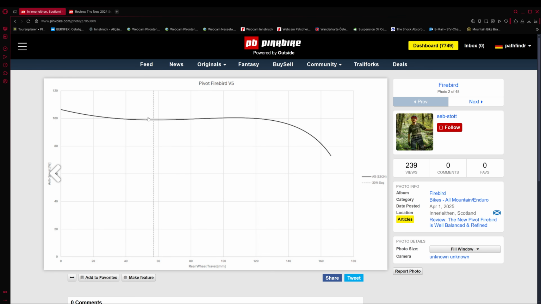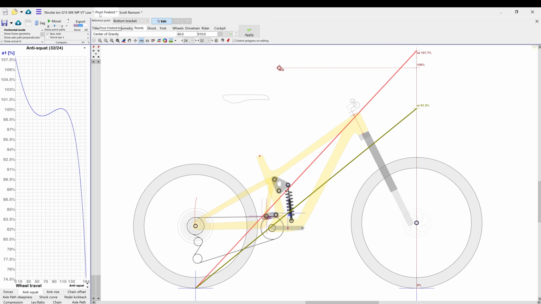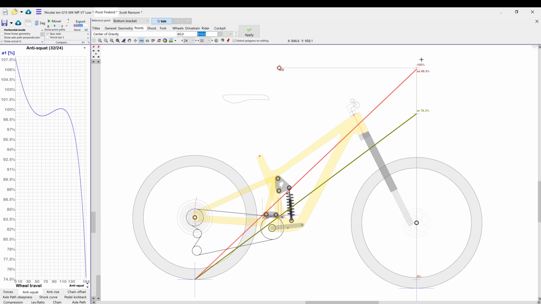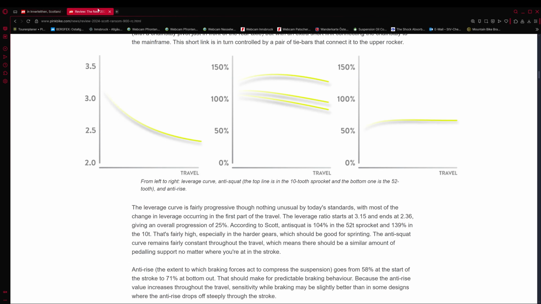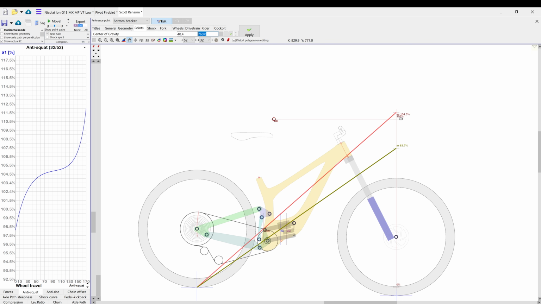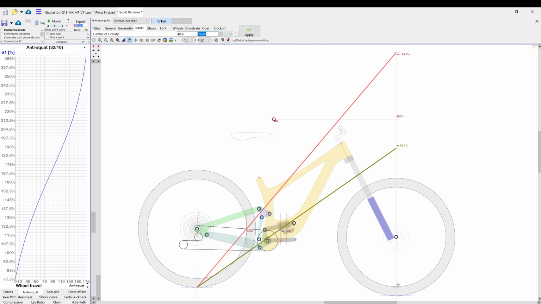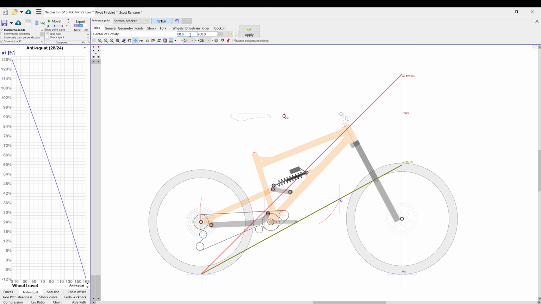The graph for the Firebird's anti-squat doesn't detail the exact flip chip configuration that the bike was set up in, but the values Pivot provided perfectly match with my model if the CG was positioned 910 mm above the bottom bracket. Minus points for Scott for only providing what looks to be a made-up graph for the Ransom on their website. The only anti-squat values I could find were in a Pinkbike article. These also match well with my model, but this time with a CG height of 760 mm. For my own bikes, I typically use about 700 mm.